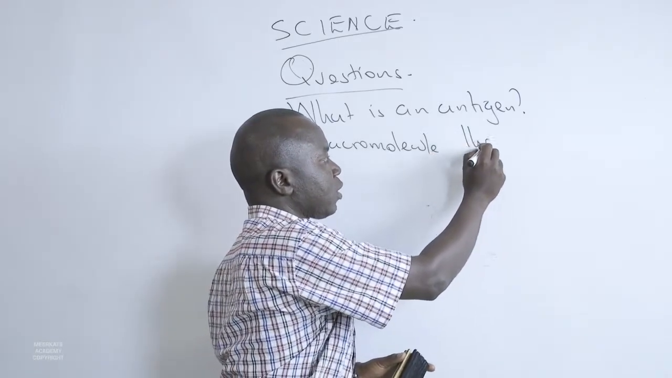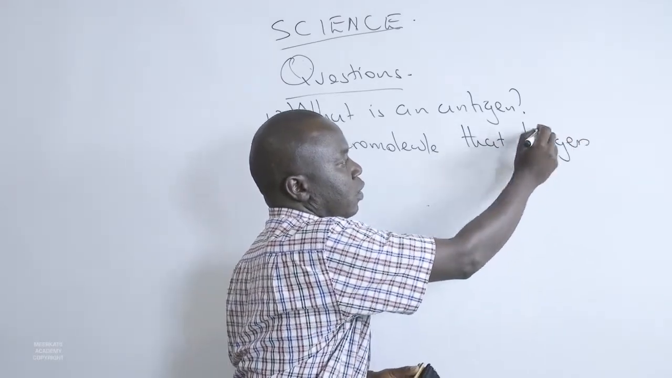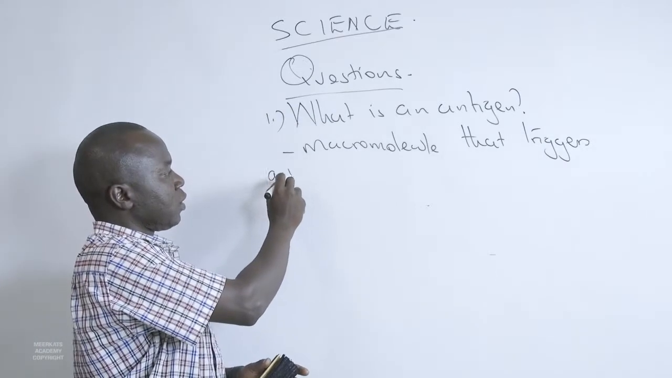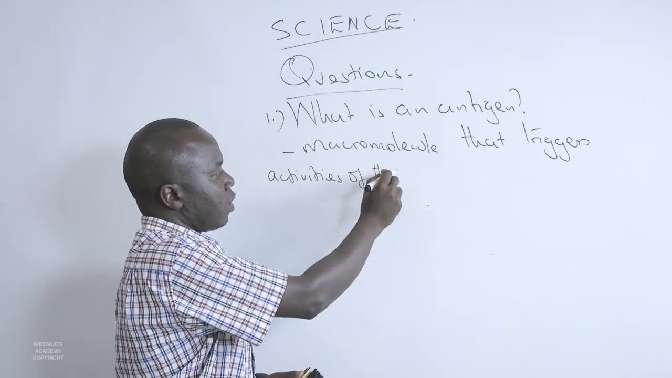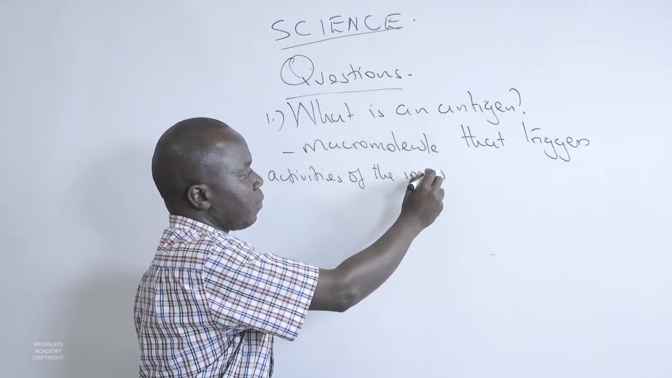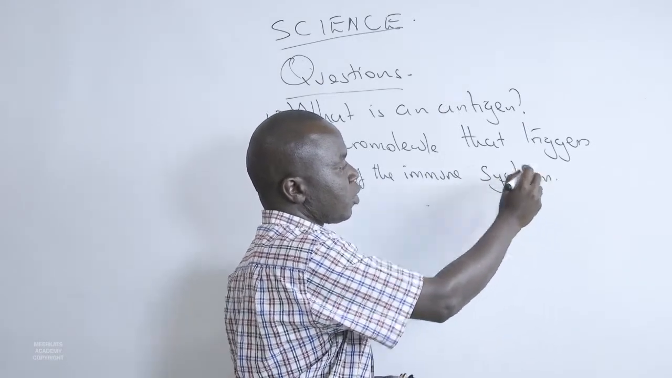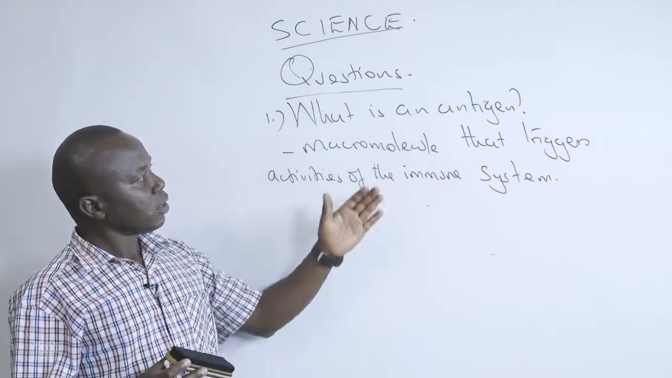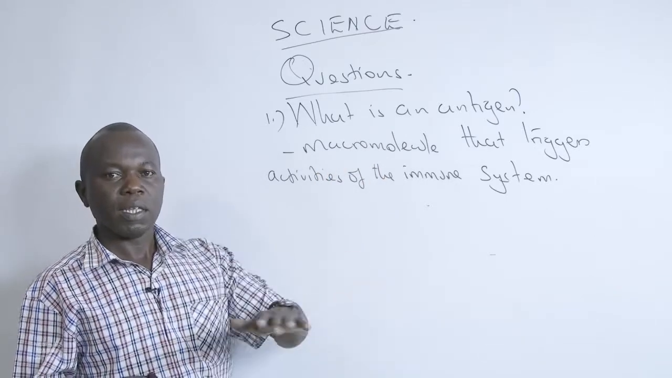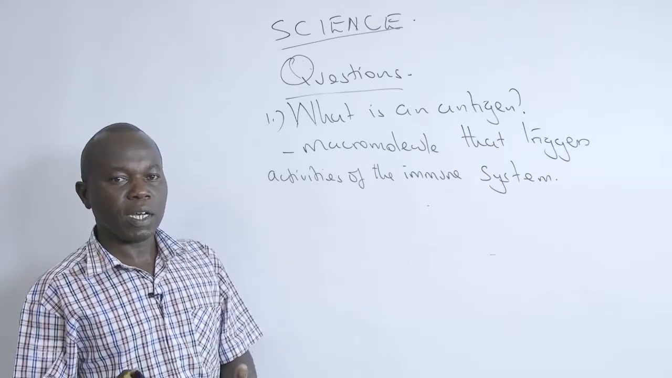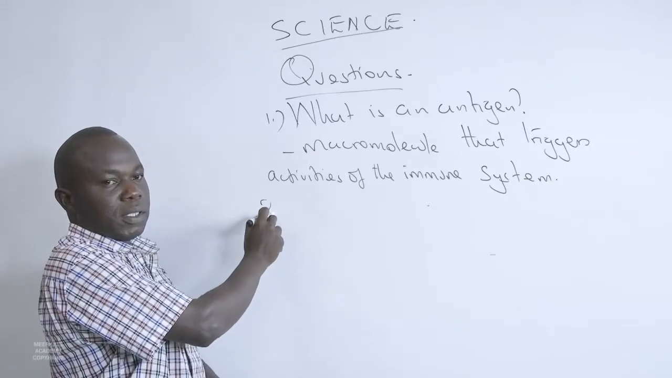A macromolecule that triggers activities of the immune system. So it is the one that sets off the activity of the immune system. Without an antigen, the production of antibodies, engulfment, and several other activities are not going to take place.